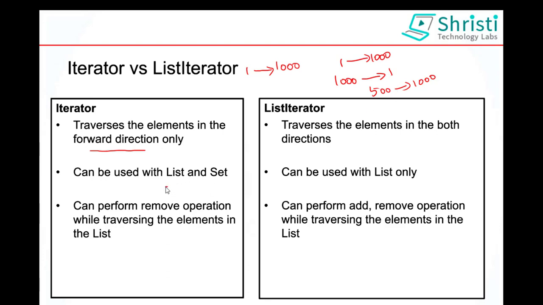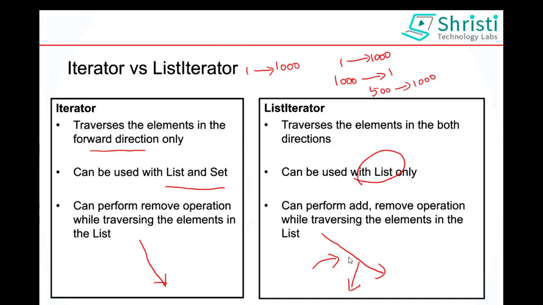Iterator can be used with list and set. List iterator can be used only with list. In case of iterator, when you are traversing through the elements of the list, if you want to remove a particular element in the list, that is possible. In case of list iterator, when you are going through the elements of the list, if you want to add a particular element to a list, or if you want to remove a particular element from the list, that is possible. So these are the differences between iterator and list iterator.